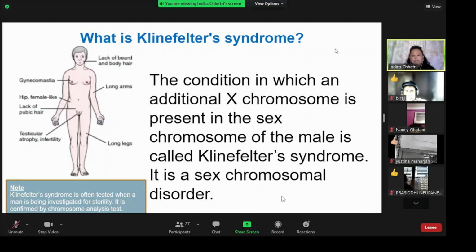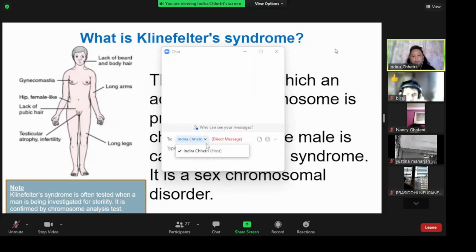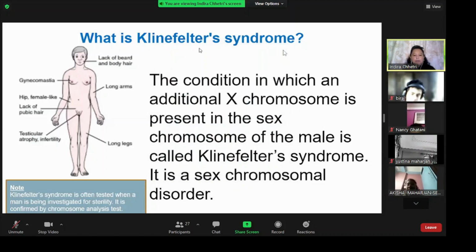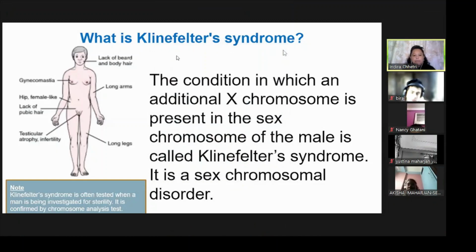So let me ask you, Klinefelter's occurs in boys or girls? Boys. Boys, okay. What happens in Klinefelter? According to normal chromosomal setup, we have to have 44 autosomes and 2 sex chromosomes, X and Y in case of the boys. But in Klinefelter's, what do you find?